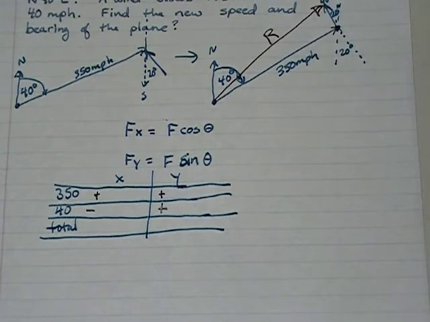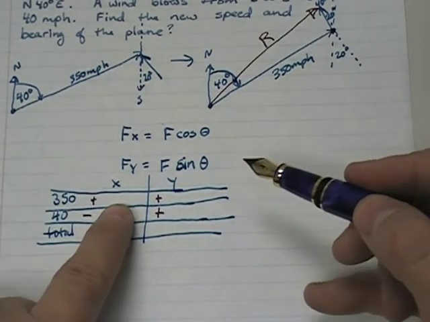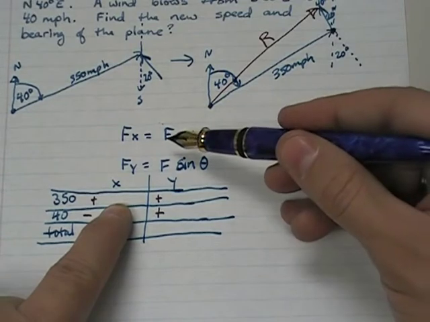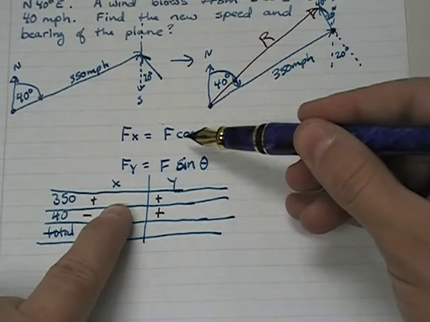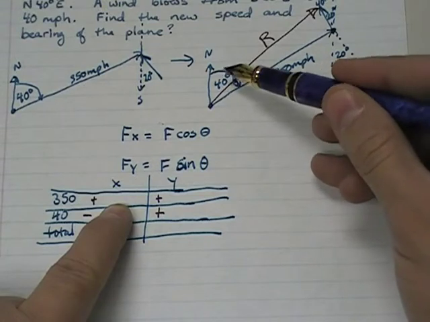Okay? Now, given that information, we can find our x and our y components. To find this component, we're going to say 350 times the cosine of... Now, here's the problem. This angle is measured from the north axis.